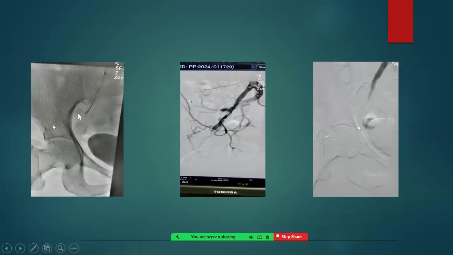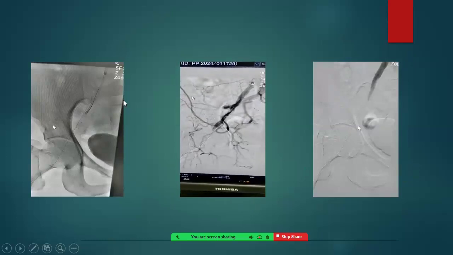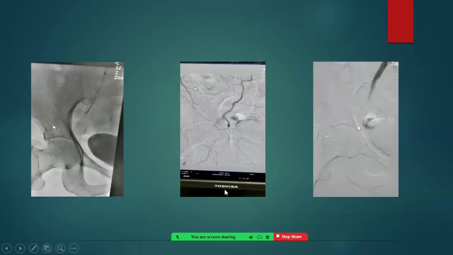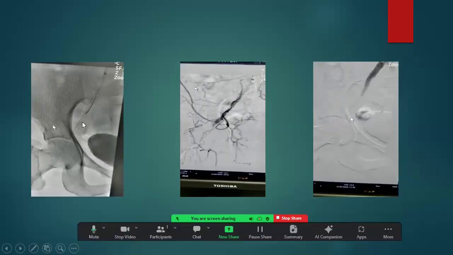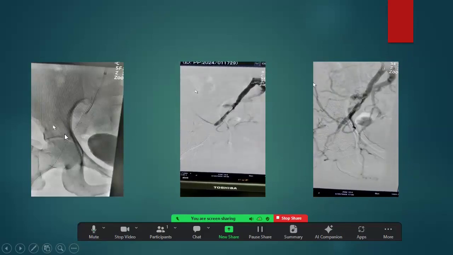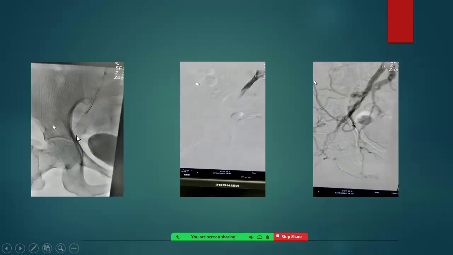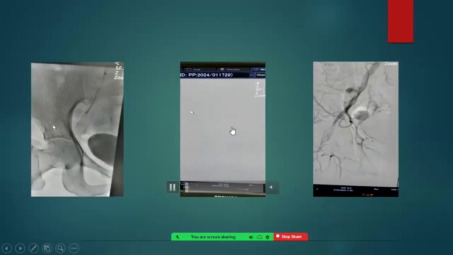Then we used the Solitaire stent retriever. We have Solitaire stent aspiration. Nothing was coming out. Thrombus was coming out, but it was causing more spasm and recurrent disease. This is the Solitaire stent. So then we used the Solitaire stent to capture the thrombus multiple times. So it was able to capture the thrombus.